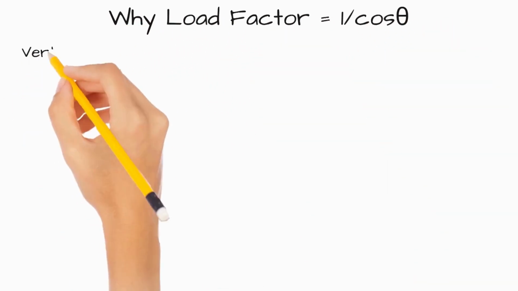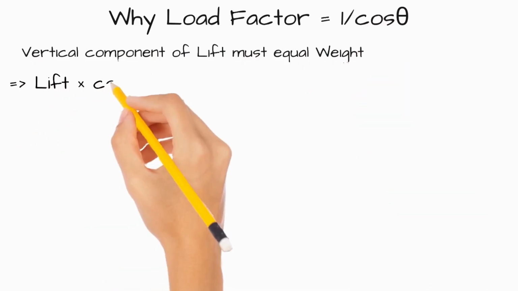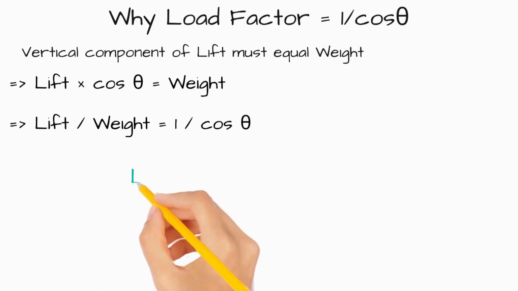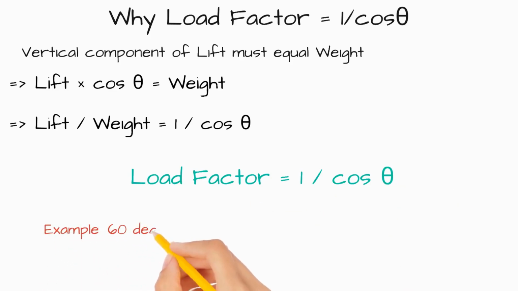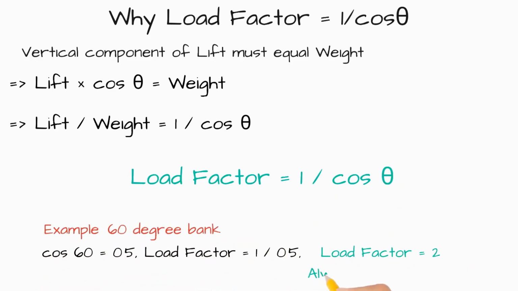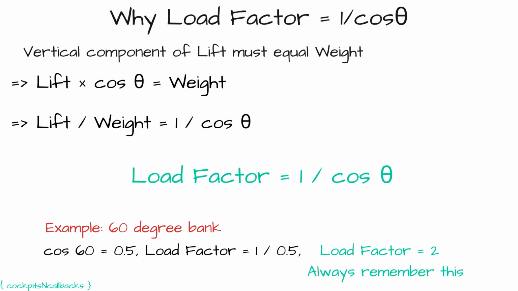The vertical component of lift must equal weight to maintain altitude. That is what we just saw. One relationship from trigonometry makes this precise. Cosine of the bank angle, cos theta, tells us what fraction of total lift is acting vertically. That fraction must equal weight. So lift multiplied by cos theta equals weight. Rearranging, lift divided by weight equals 1 divided by cos theta. Load factor equals lift divided by weight. So load factor equals 1 divided by cos theta. The formula came directly from the physics on screen, not from a textbook, from what we just proved together.